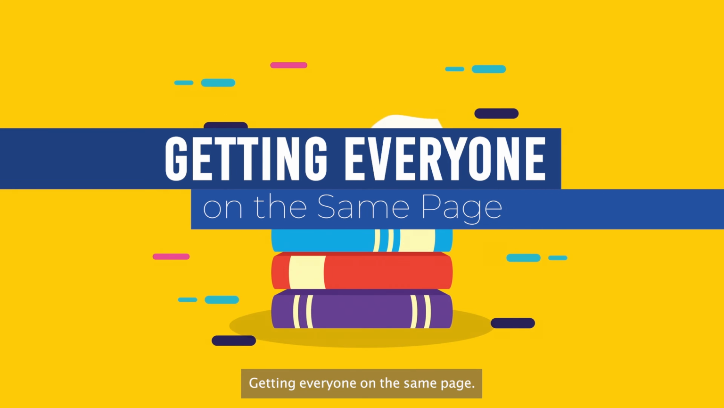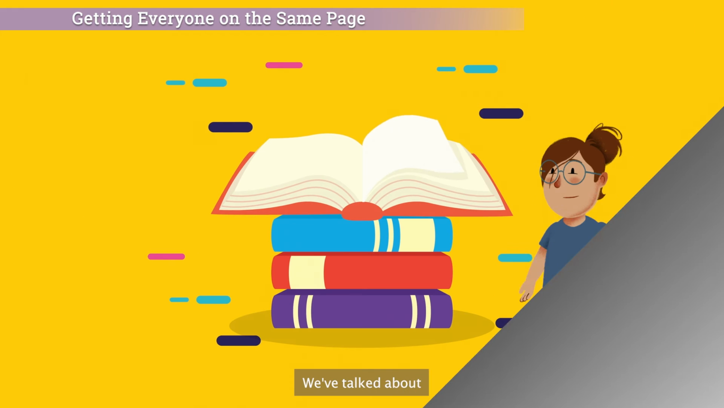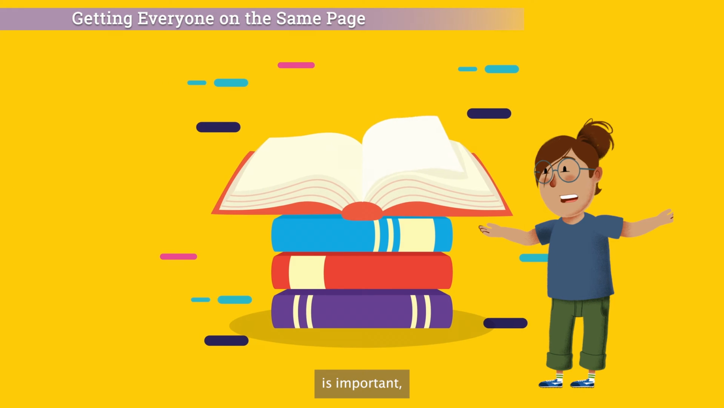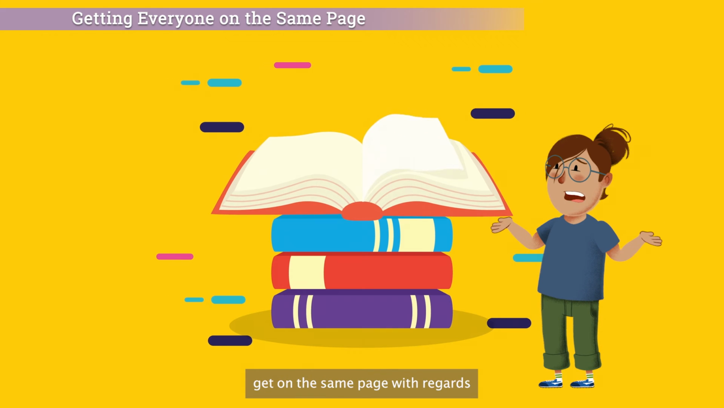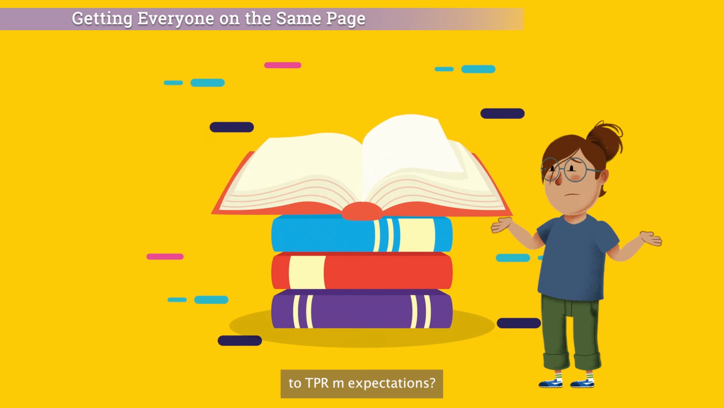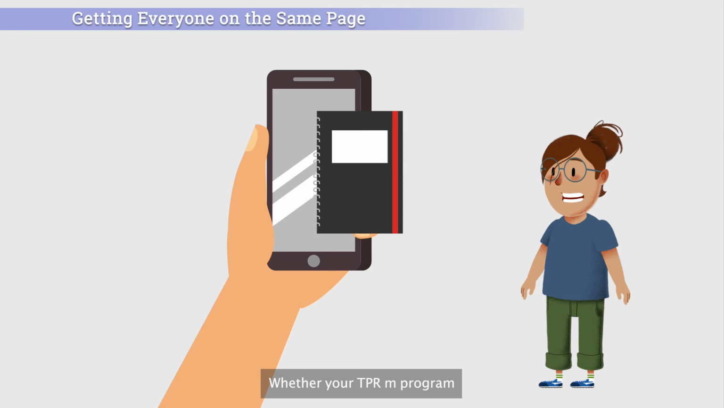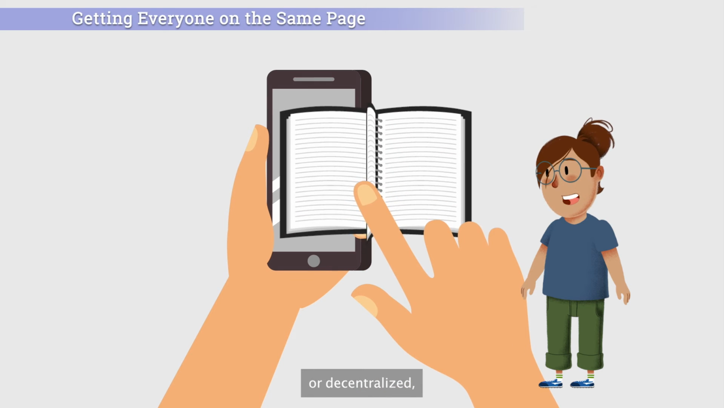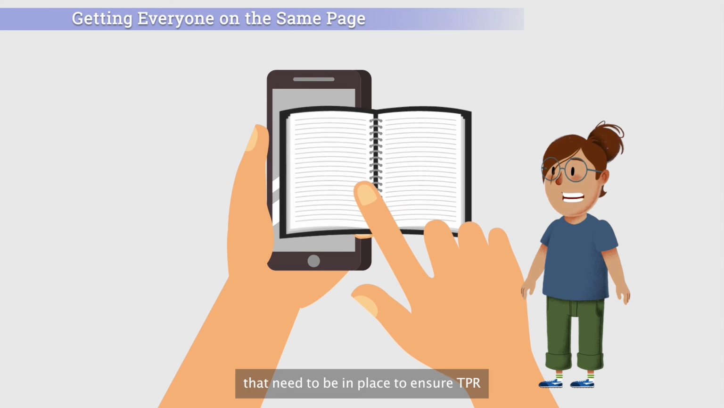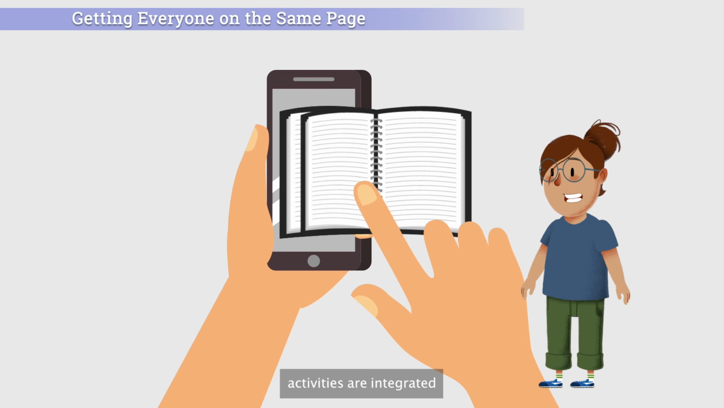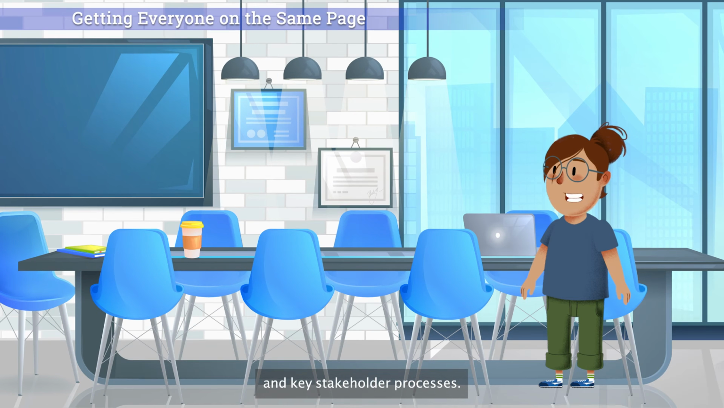Getting everyone on the same page. We've talked about why working with other teams is important, but how can everyone get on the same page with regards to TPRM expectations? Whether your TPRM program is centralized or decentralized, there are a few things that need to be in place to ensure TPRM activities are integrated into business and key stakeholder processes.